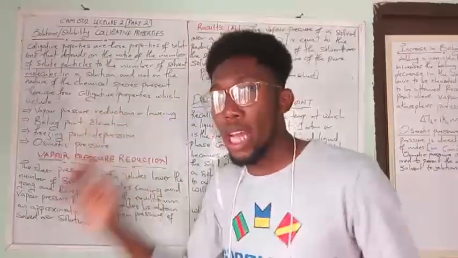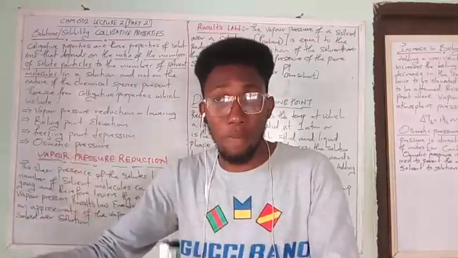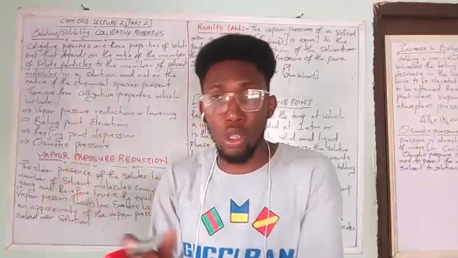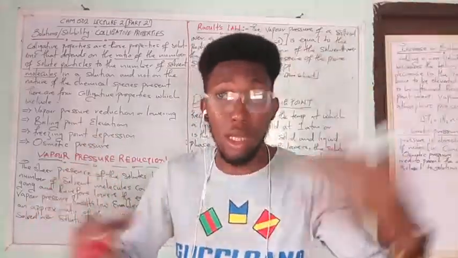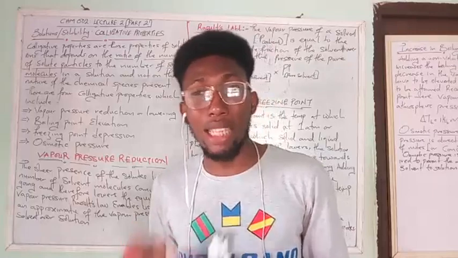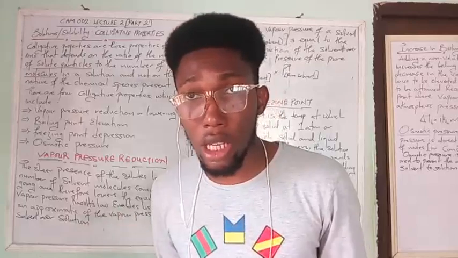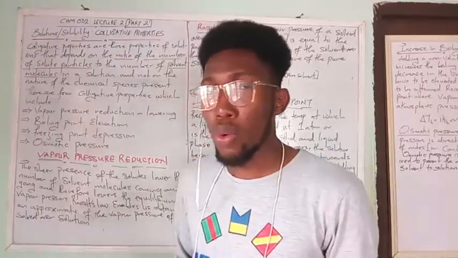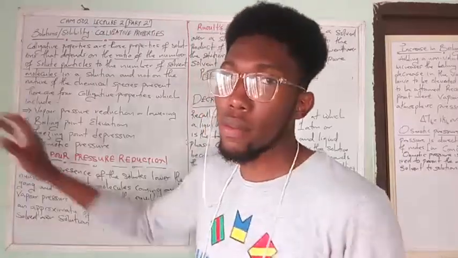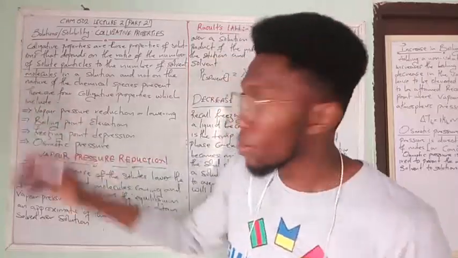So very important. When they ask you in your exam what colligative properties are, you just have to highlight these important points. These are properties that depend on the ratio of the number of solute particles to the number of molecules of the solvent, and not on the nature of the chemical species. So colligative properties do not have any business with the nature of the chemical species. It's just depending on two things: the solute particles and the solvent molecules.